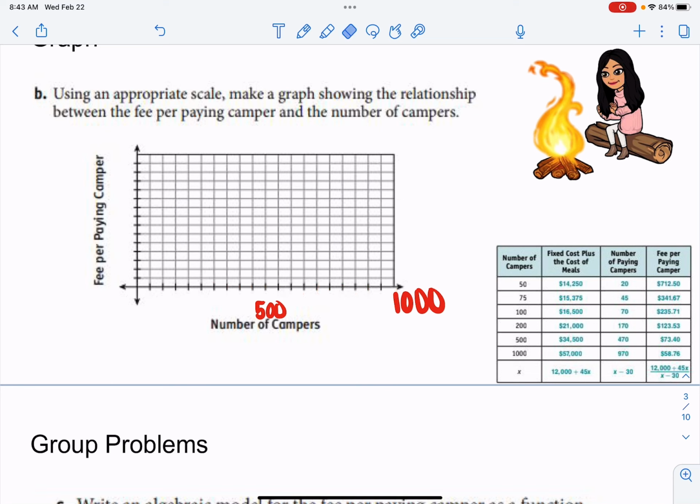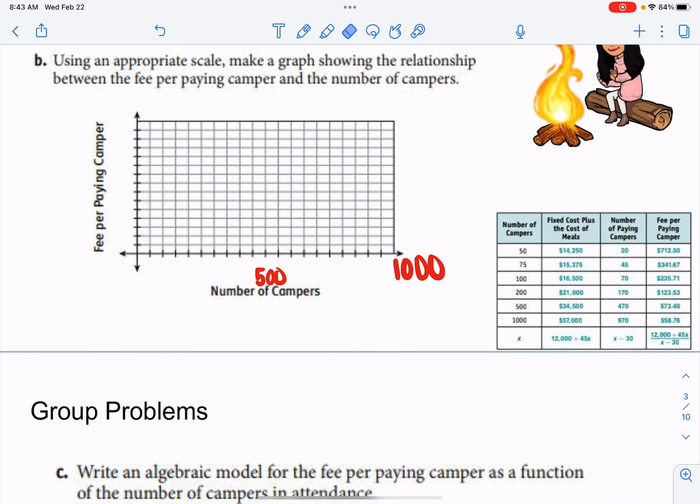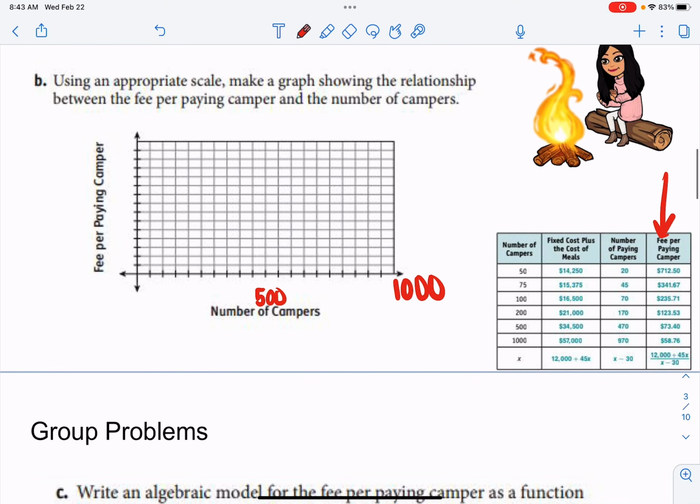And then fee per paying camper is going to be this line over here, and you have to go up to 1,000, so I would just go up by 50s: 50, 100, 150, 200, 250, 300, 350, 400, 450, 500. Keep going up, and you would look like that.